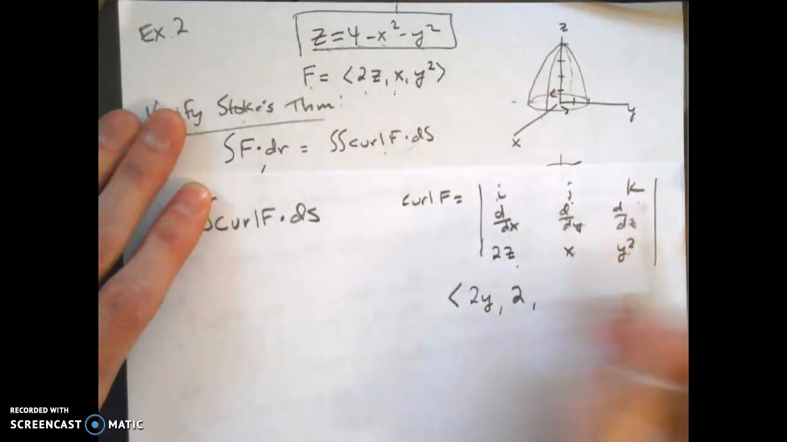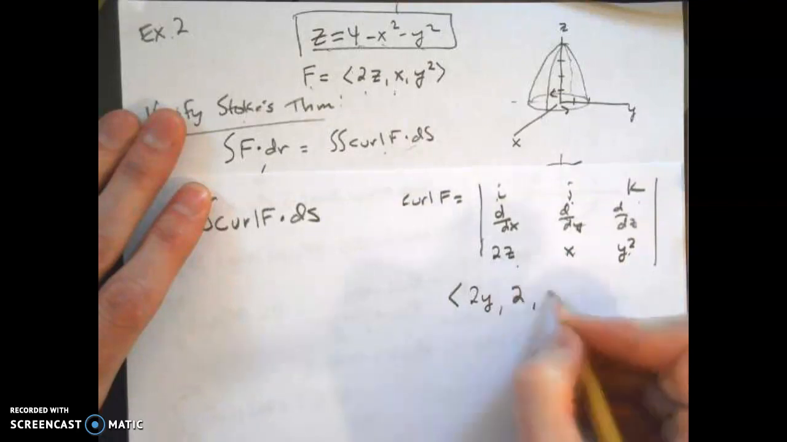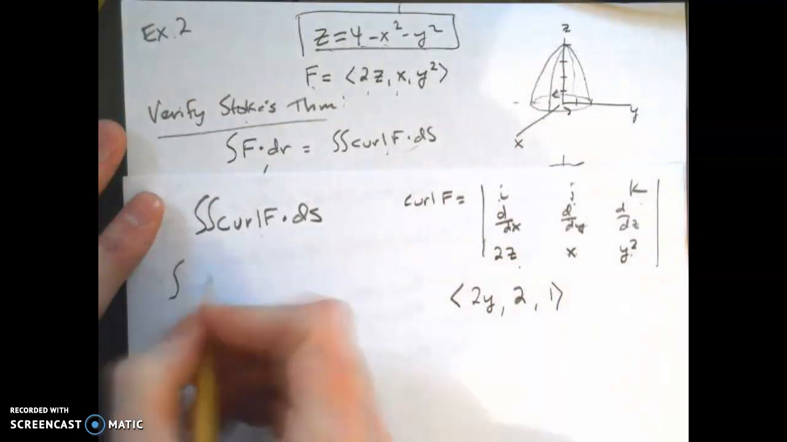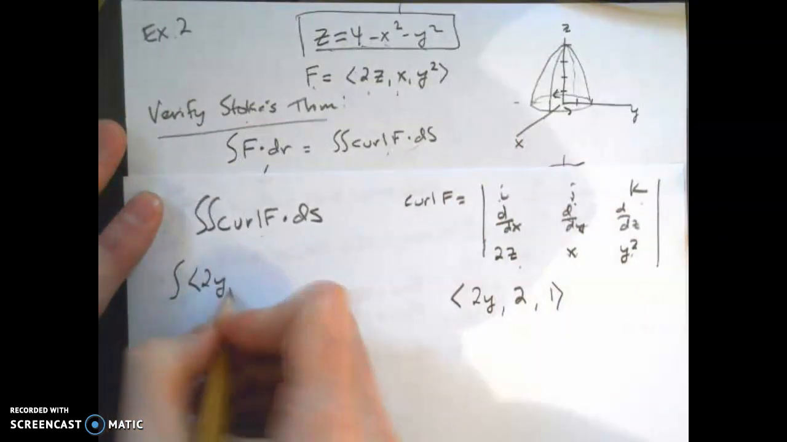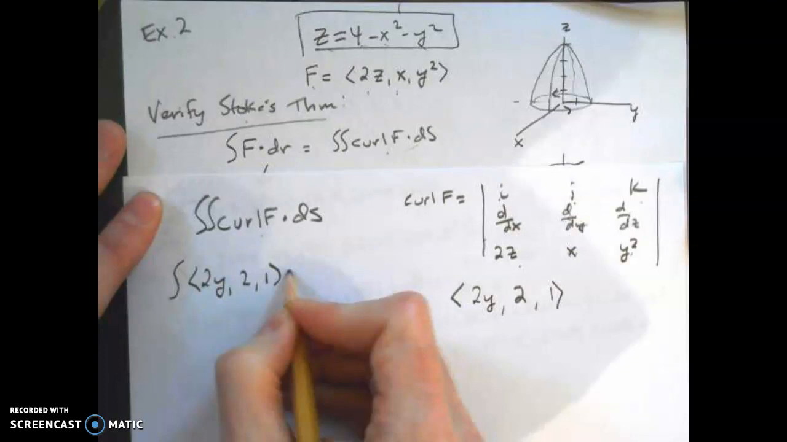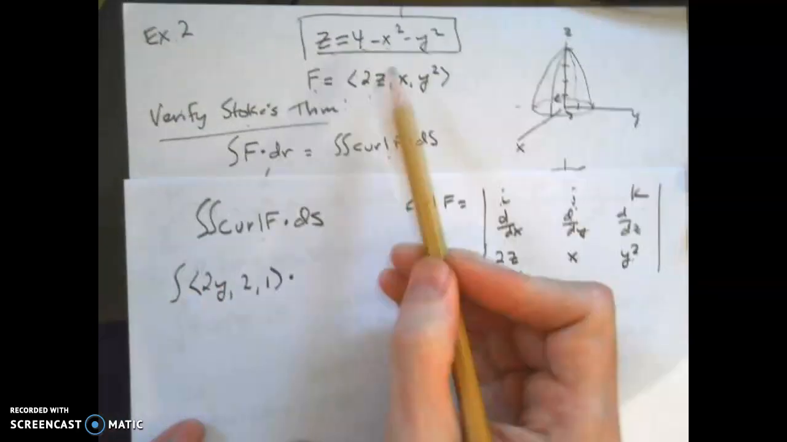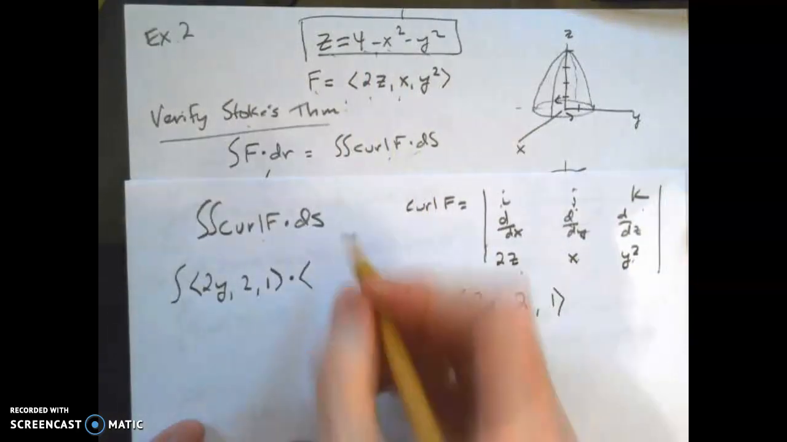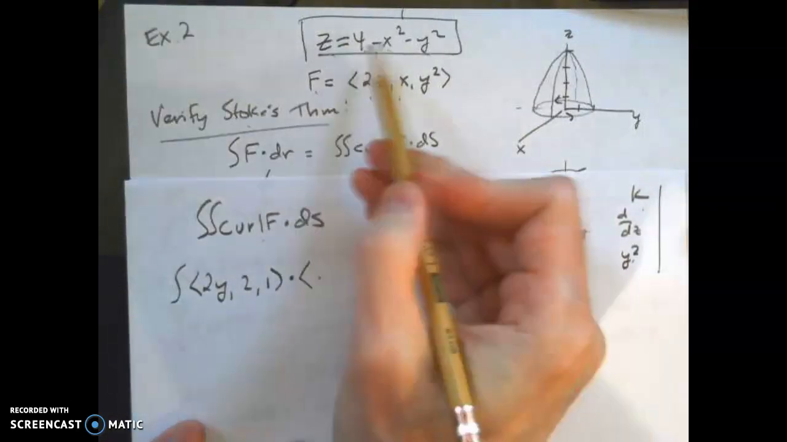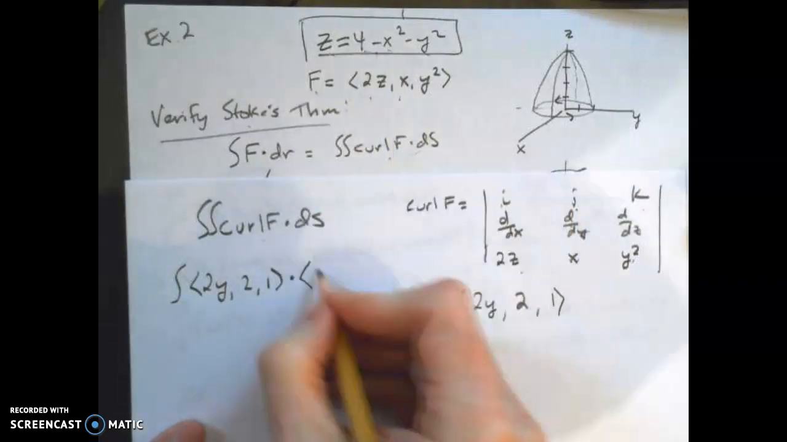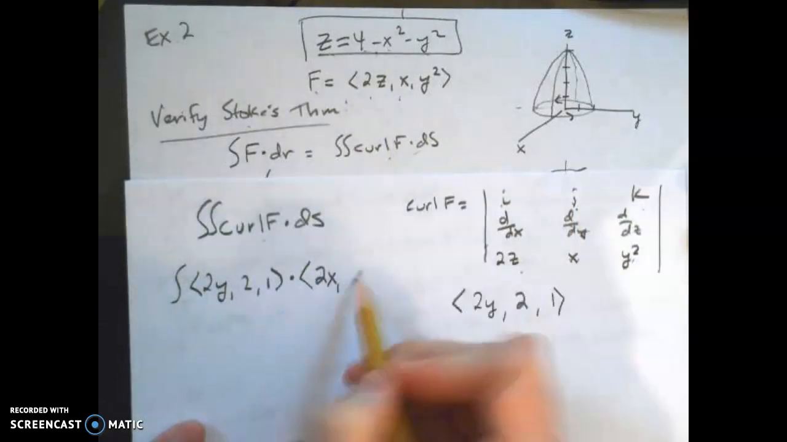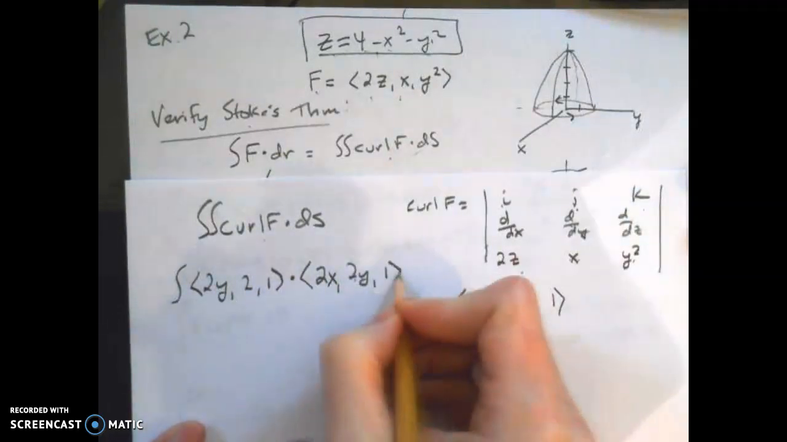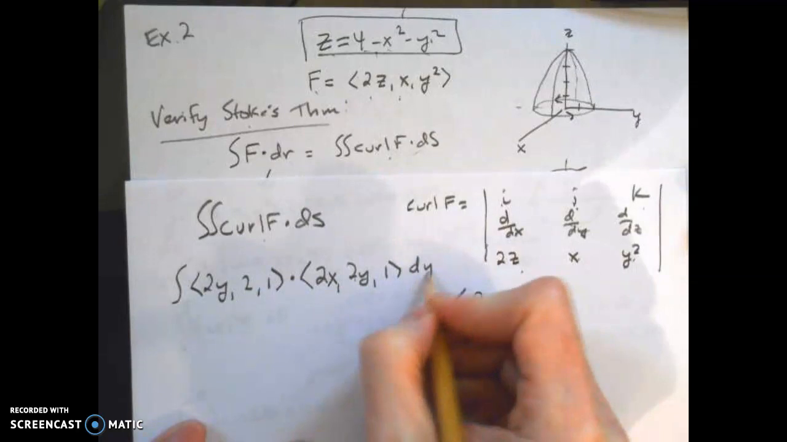And then the k, we're going to get just 1. Okay, so the curl of f dotted with this, our curl of f is 2y, 2, 1. Now remember, since z is a function of x and y, this thing becomes opposite dz dx. So dz dx is -2x, that becomes a positive 2x. Opposite dz dy, so 2y, and 1. And then dy dx.